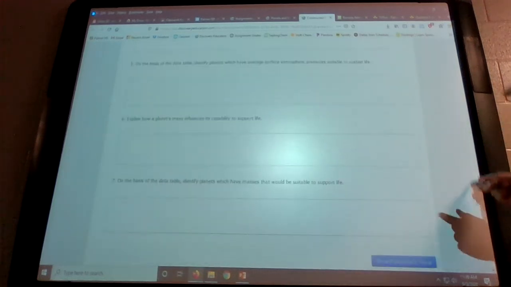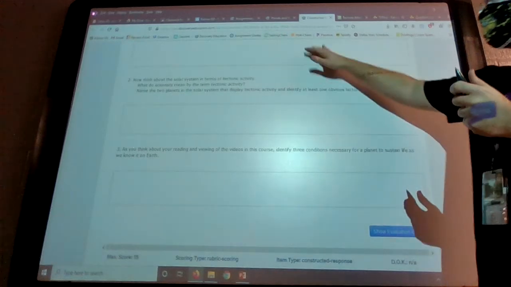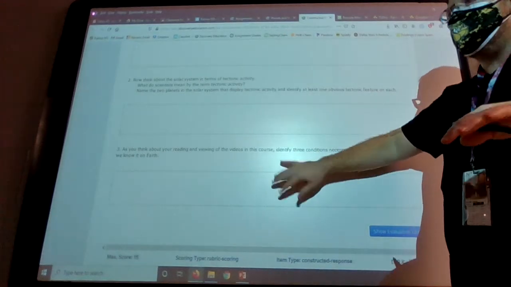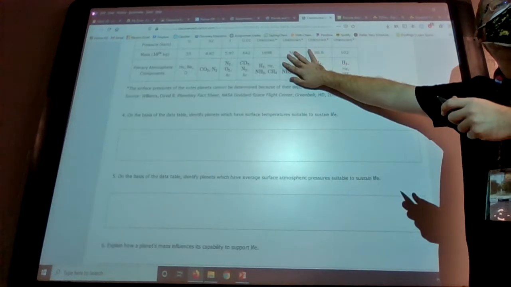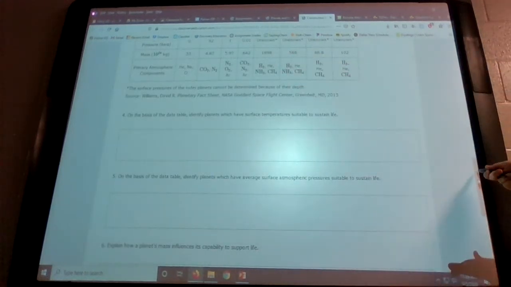Okay, so those are the 7 questions. The first 3, I think you should be able to answer and give me a decent answer. The last 4 are all based off of this chart. So if you have any questions, please let me know.